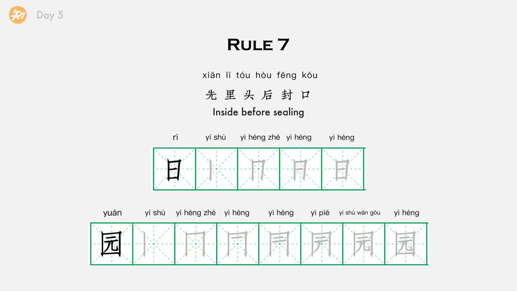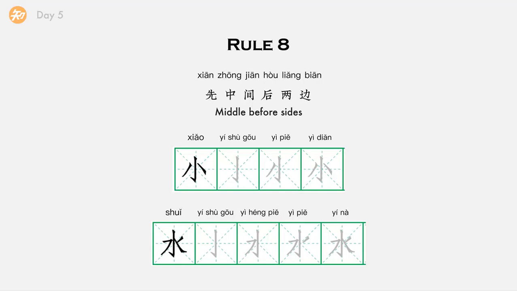We should write this character in this way. 一竖，一横折，一横，一横，一撇，一竖弯钩，一横。This means we finish the inside first, then we seal the square at last. Rule number 8. Middle before sides. 先中间，后两边。中间 means the middle, and 两边 means both sides.